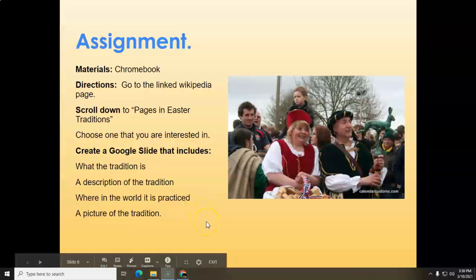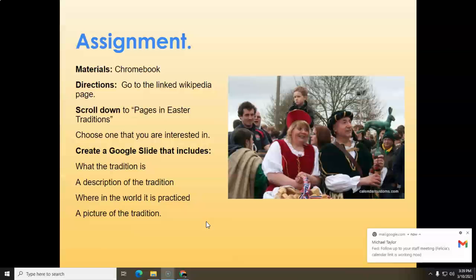So for your assignment, and there are lots of other Easter traditions, you just need your Chromebook for this. You are going to go to the linked Wikipedia page, and you're going to scroll down to Pages in Easter Traditions. Choose one that you're interested in. A lot of these have names that are based in other cultures, so the words look a little different. But click on them, look at them, and create a Google slide that includes the tradition you picked, what it is, a description of it, where in the world it is practiced, and a picture of the tradition.